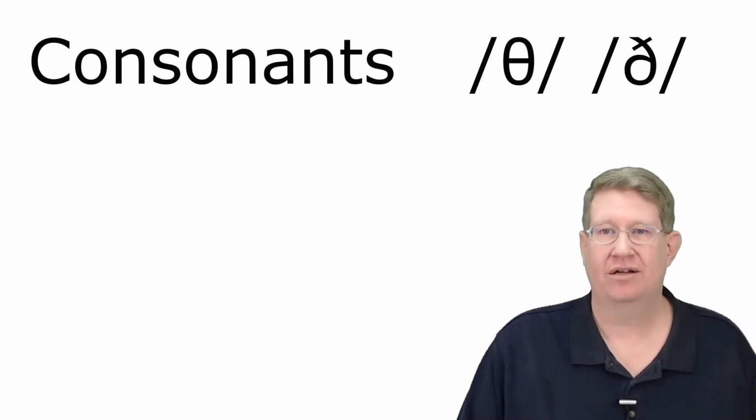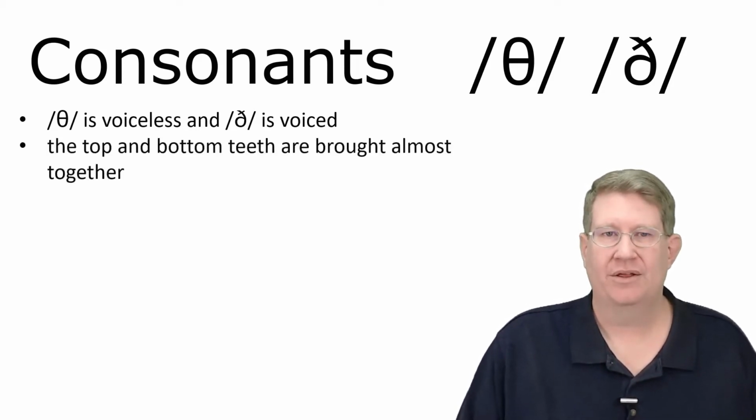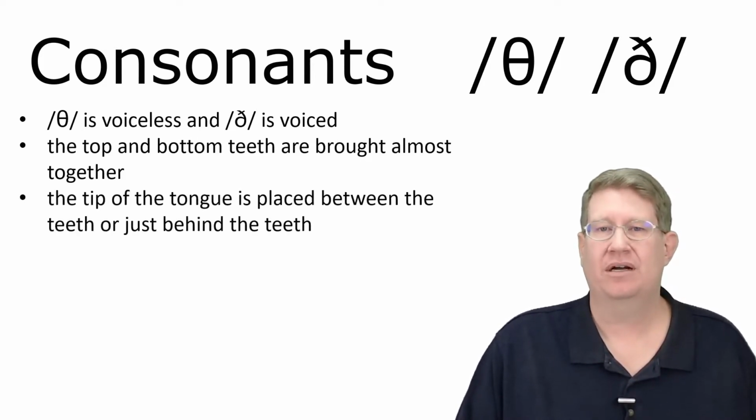Th and th are a consonant pair. Th is voiceless and th is voiced. The top and bottom teeth are brought almost together. The tip of the tongue is placed between the teeth or just behind the teeth.